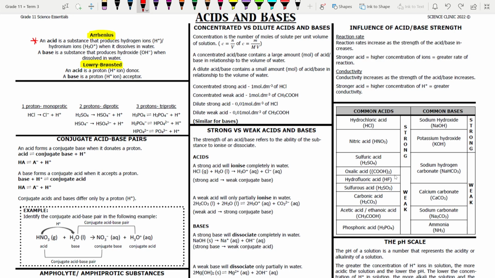Common strong acids. You can see strong acids are these ones right here. So common strong acids include hydrochloric acid, which is HCl, nitric acid, HNO3, and sulfuric acid, H2SO4. Those are the most common and the ones that you really expect to see in the exam. Now let me just stick with those that we have there. And then common weak acids are these here.